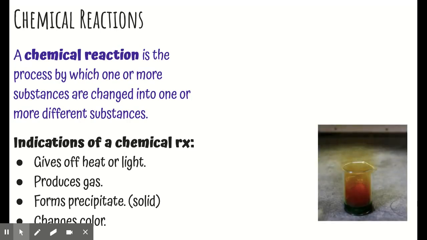Last one would be color change. So this is a pretty cool example here. So you have two liquids mixing together, and you get a very obvious color change. You can also see other types of indications of chemical reactions with this one. Okay, so it's producing heat. So you have steam coming off of there, obviously changing color. It is also producing a gas. So if you look under here, you have all those little bubbles that are being produced.